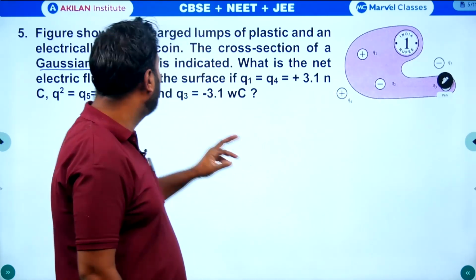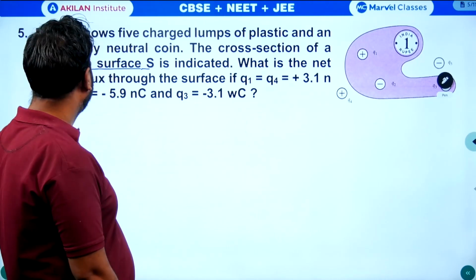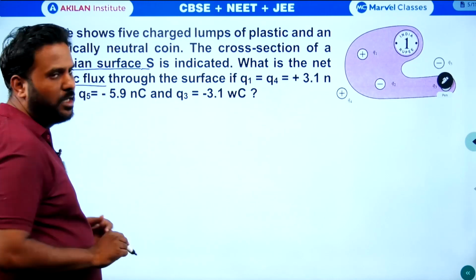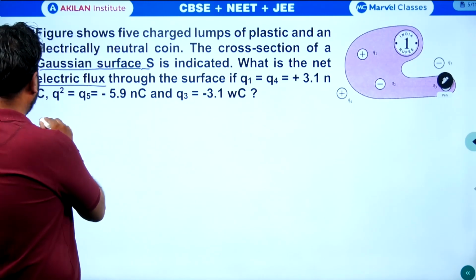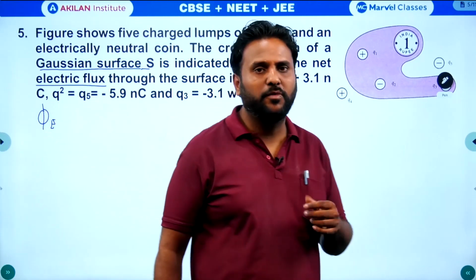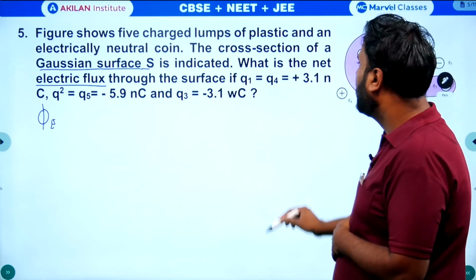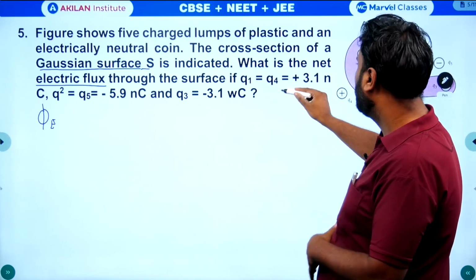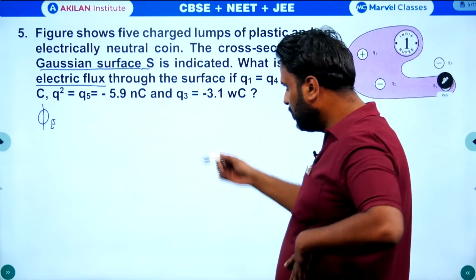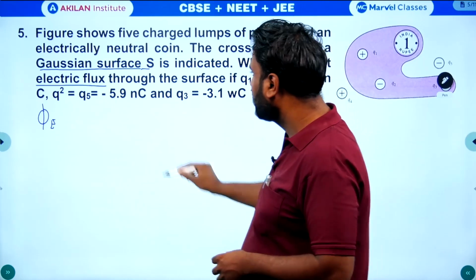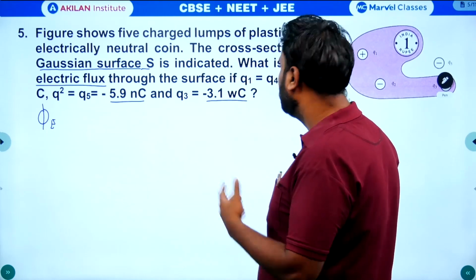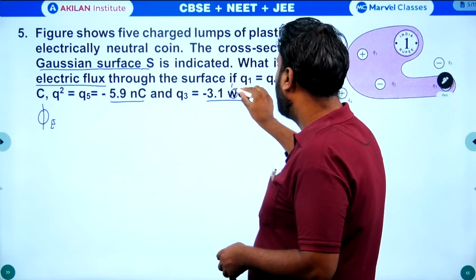First listen very clearly. They have given a Gaussian surface. What is the net electric flux through the surface? They are asking here for electric flux, which means they are telling us to find phi E. Through the surface, they have given Q1 equal to Q4 equal to plus 3.1 nC, that is nano coulomb. Then Q2 equal to Q5 they have given as 5.9 nano coulomb, and Q3 is minus 3.1, also in nano coulomb.